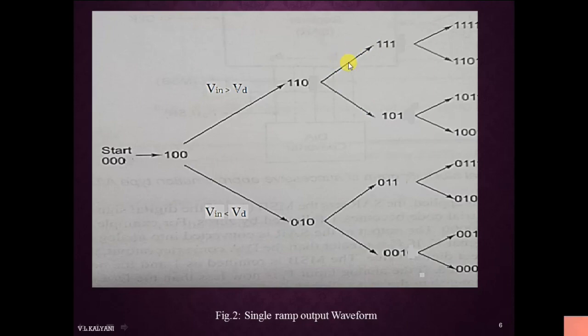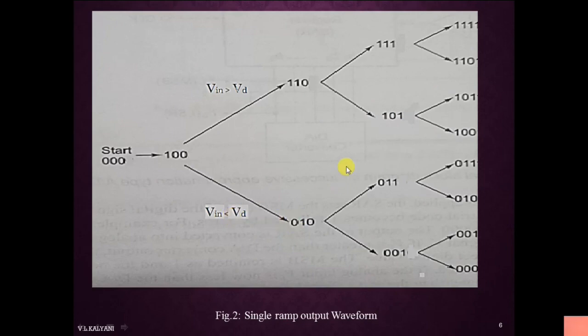When Vin is greater than VD, the MSB is written as 1 and the next bit is set to 1. So this is 1 1: MSB written as 1 and the next bit set to 1. And now when Vin is less than VD, this is the second condition, and here it will reset the previous bit. The previous bit is 1, so it is reset to 0, and then the next bit is set to 1, so this becomes 101.